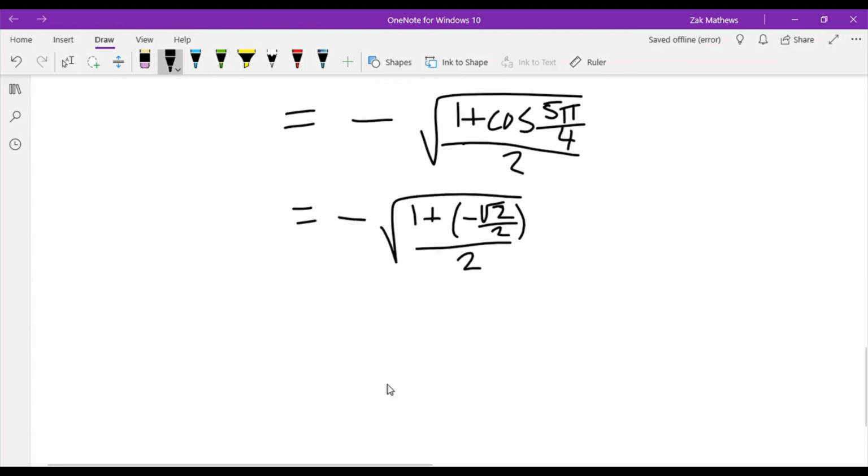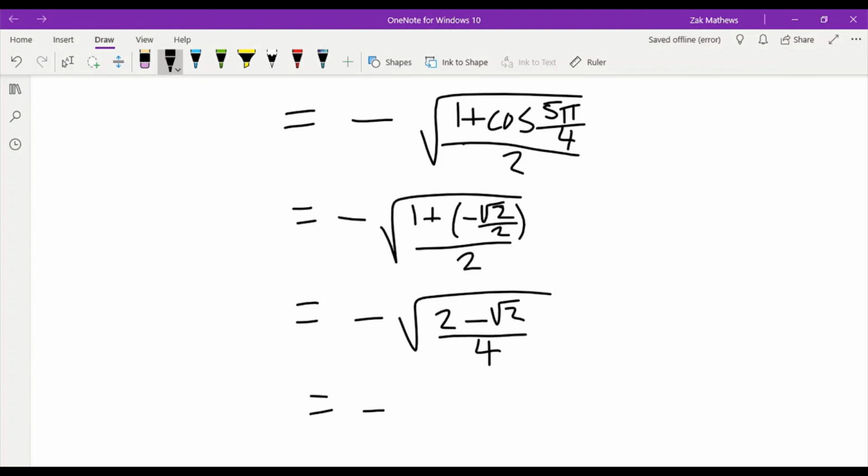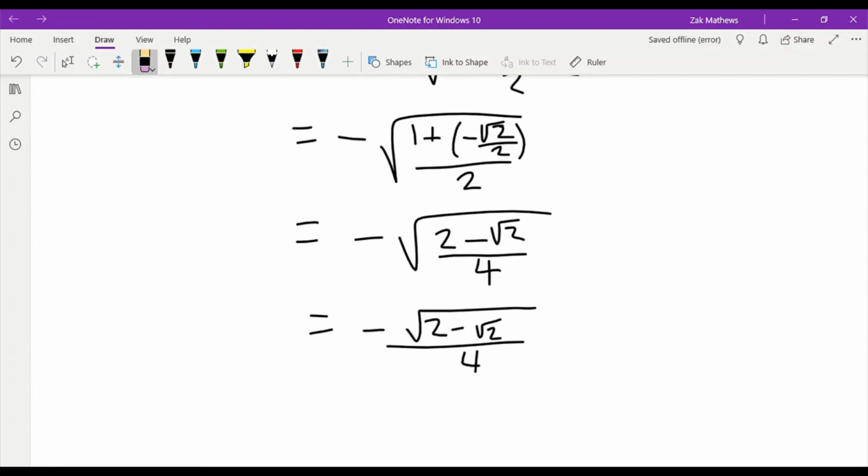I'm going to multiply by my 2 just like I did before. I'll have 2 minus square root of 2 over 4. And just like I did a second ago, I need to take the square root of that, and I should get a 2 there.